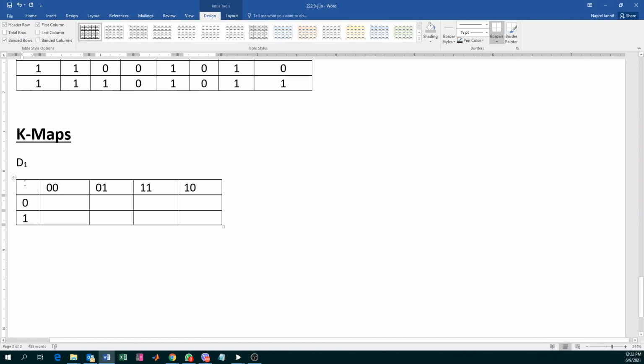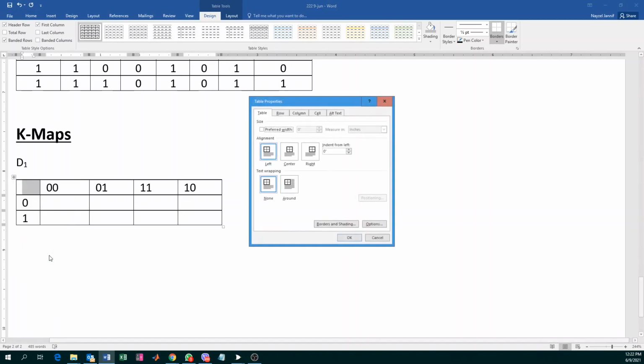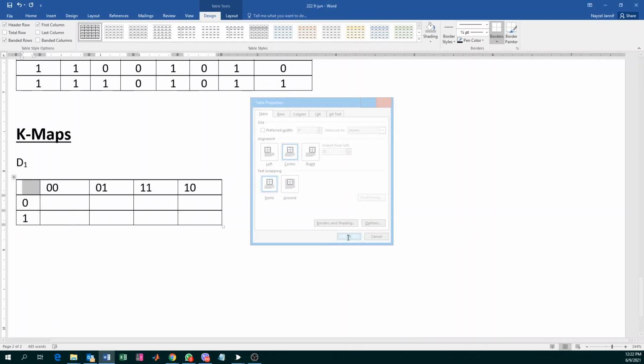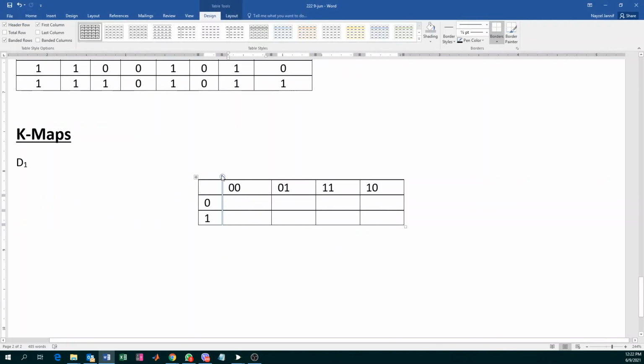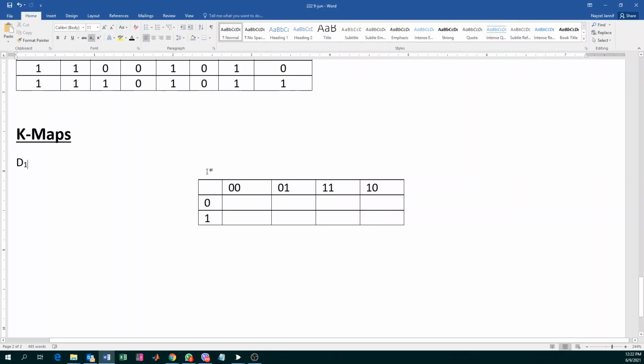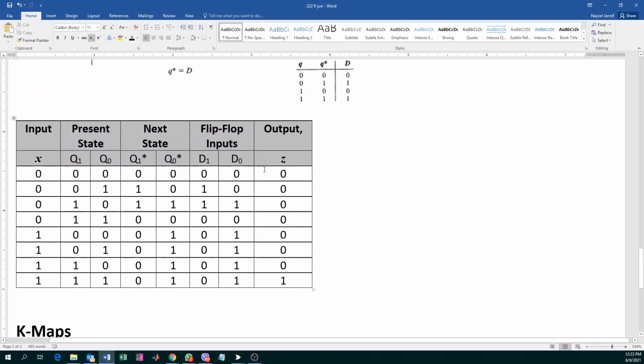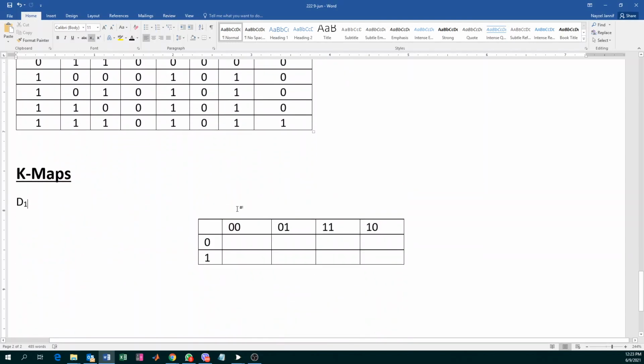Okay, guys, there's a triangle line over here. I don't know, I've forgotten how to do it. All right, guys. Okay, so let's just give this side the top row. The top row, what do we call it? Let's call it Q1, Q0. Okay.